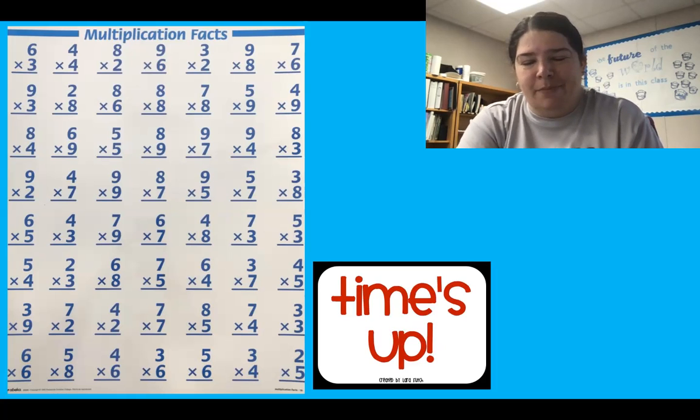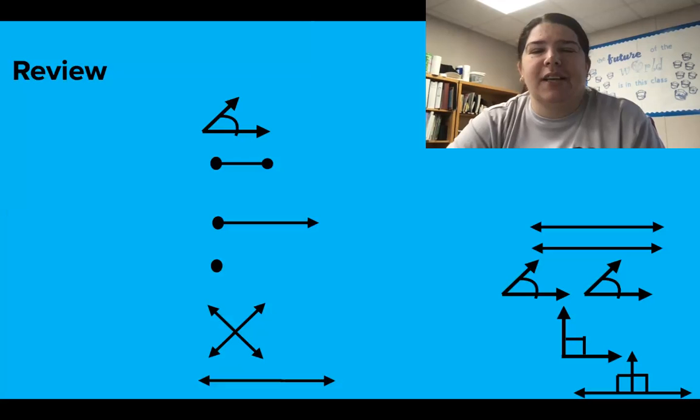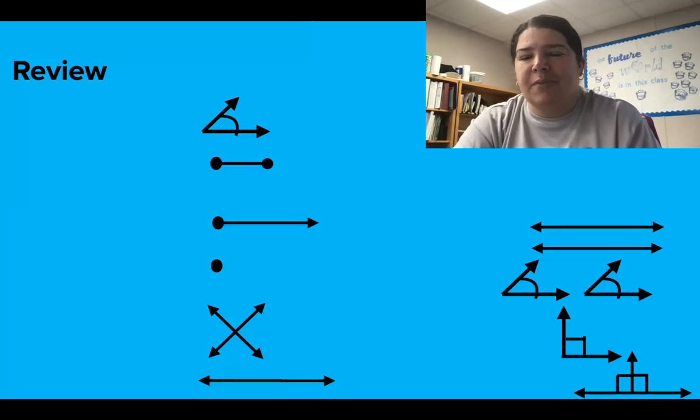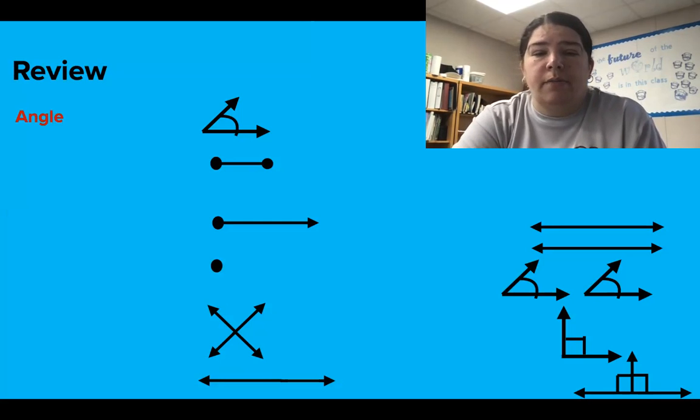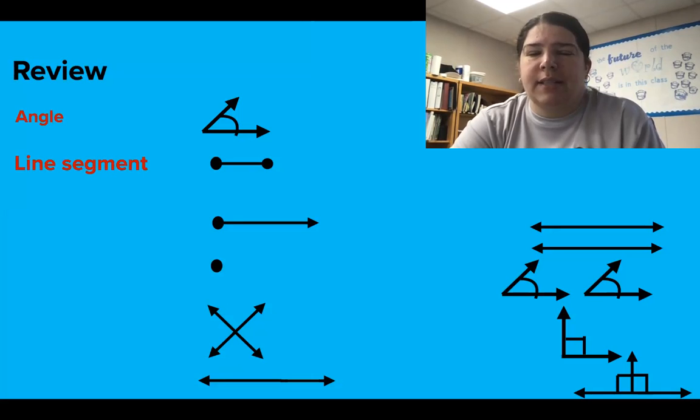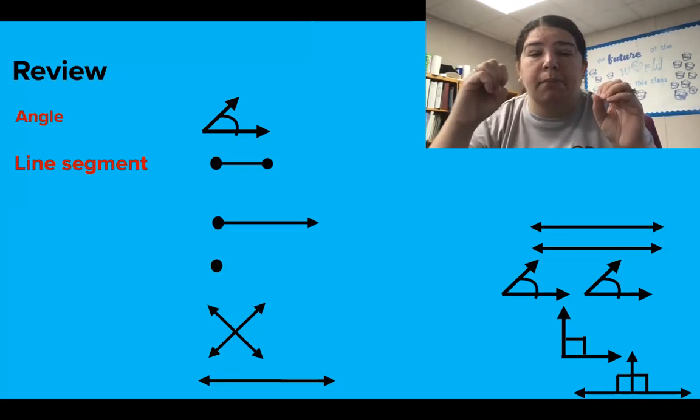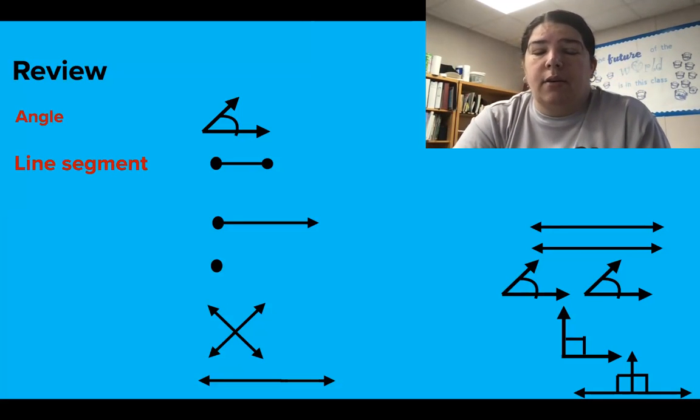Go ahead and take a deep breath. All right, let's review a few things we've been doing the last few days about these different geometry shapes. The first one is what we call an angle. The next one, do you remember? Good, a line segment. Remember, the segment has two endpoints, and the one with one endpoint and one arrow, what is that called? Good, it's a ray.